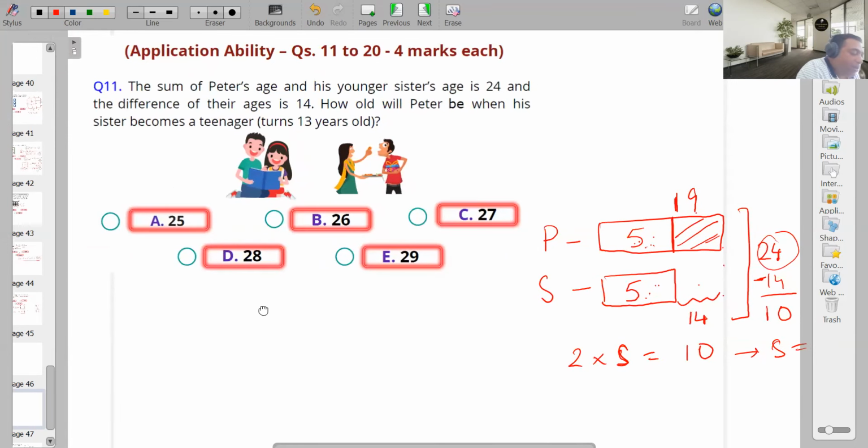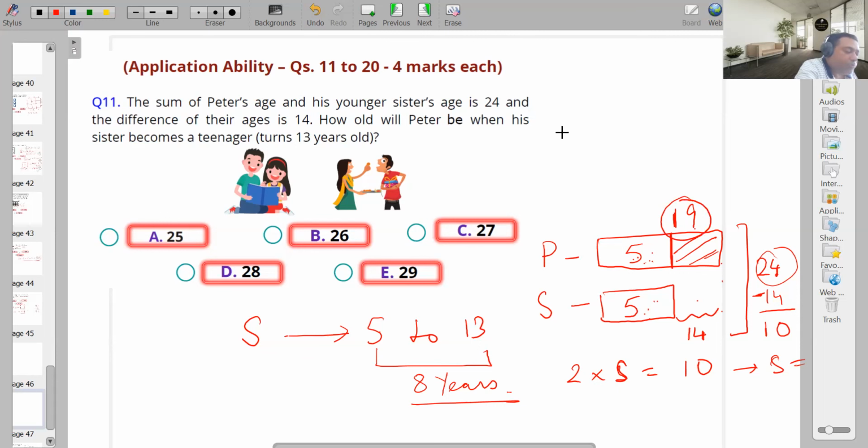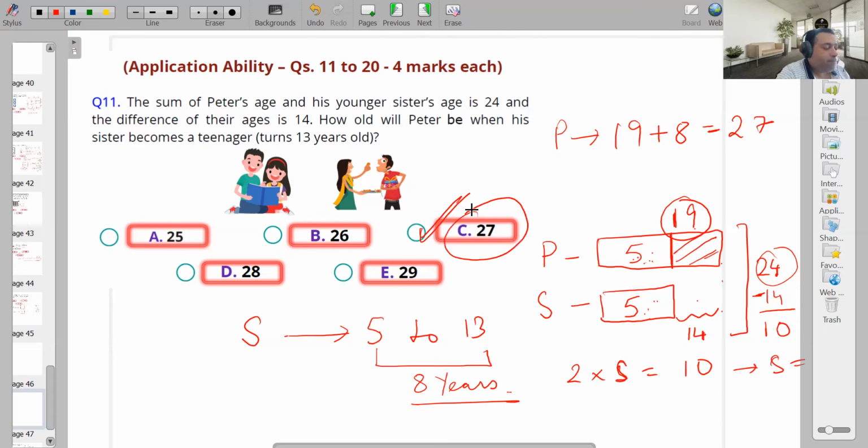Now, after how many years will his sister move from 5 to 13, when she becomes a teenager? That will be after 8 years, right? Because 5 plus 8 is 13. So Peter's age at that time, because Peter's current age is 19, will be 19 plus 8, which is going to be 27. And therefore, your correct answer is option C, 27. All right?